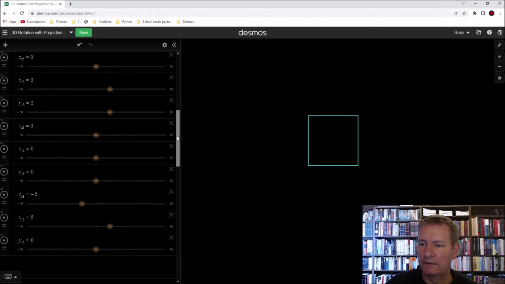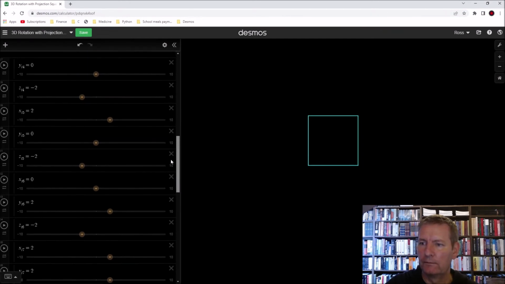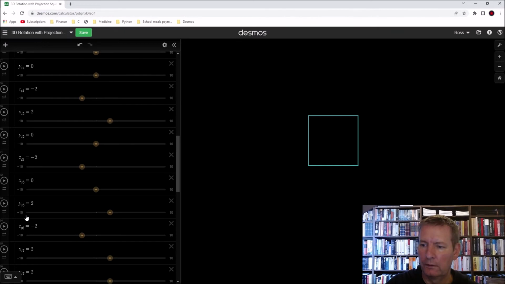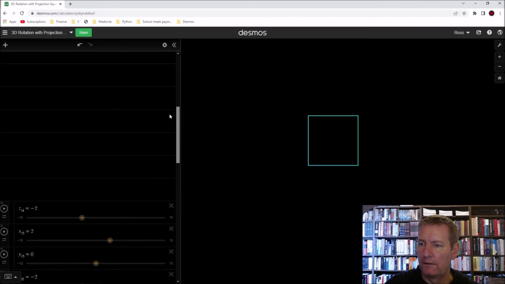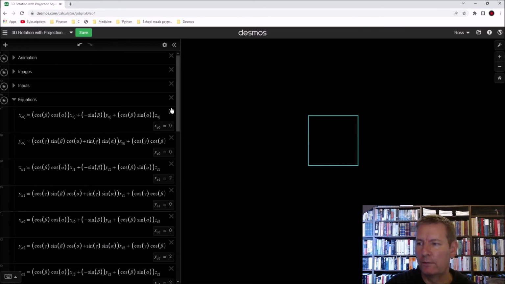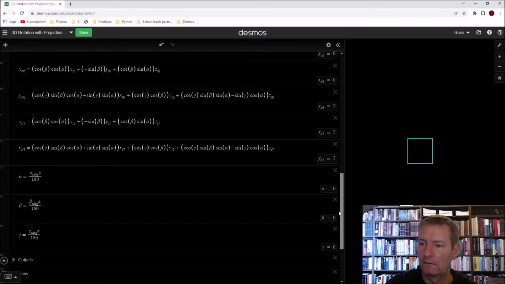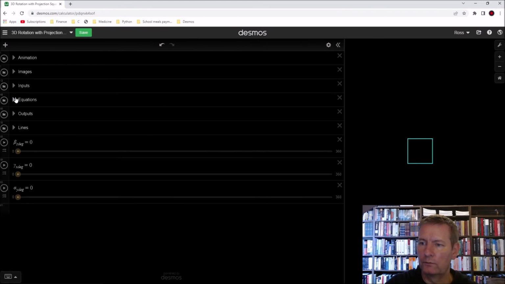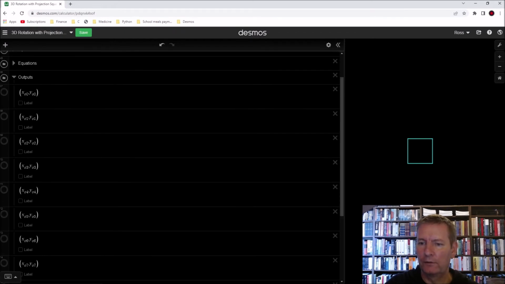And then for the next lot of z components, the x and y's are the same, but the position is z equal to -2, -2, -2, and -2. So that's the inputs. We're going to have the equations. Again, there's going to be 8 lots of these equations, one for each of them. And there's also going to be our 8 outputs. But I've turned the outputs off, so you won't actually see the dots, because we don't really need to see the dots.